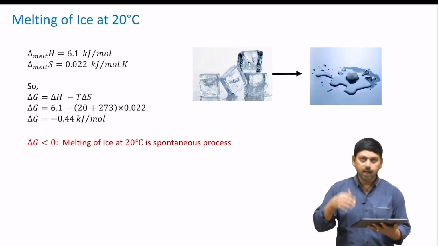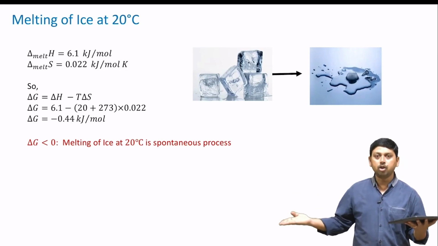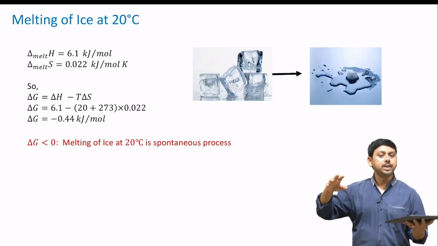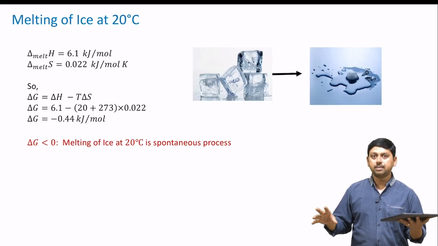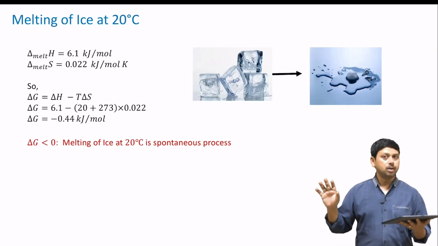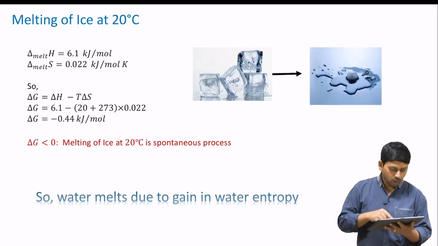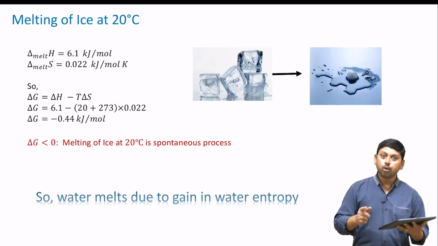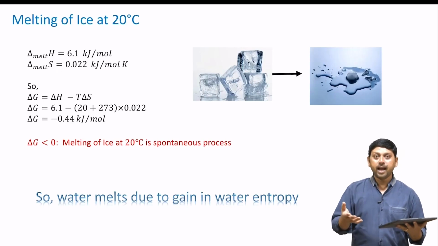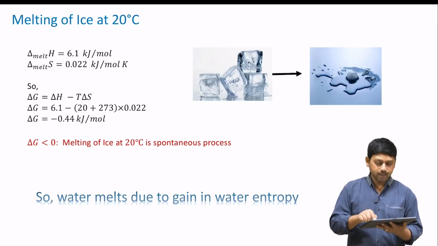But anyway, we are not discussing kinetics here, we are discussing the initial equilibrium points and then the final equilibrium points. For example, ice is one equilibrium point, water is another equilibrium point. Whatever happens in between is not the concern of thermodynamics, because thermodynamics goes from one equilibrium state to another equilibrium state. In between we do not observe that. If you have to see that, we have to think about kinetics. So, water melts due to gain in water entropy. Just like that, oil did not dissolve in water due to loss in water entropy, but in this case ice melts to water because of gain in water entropy.